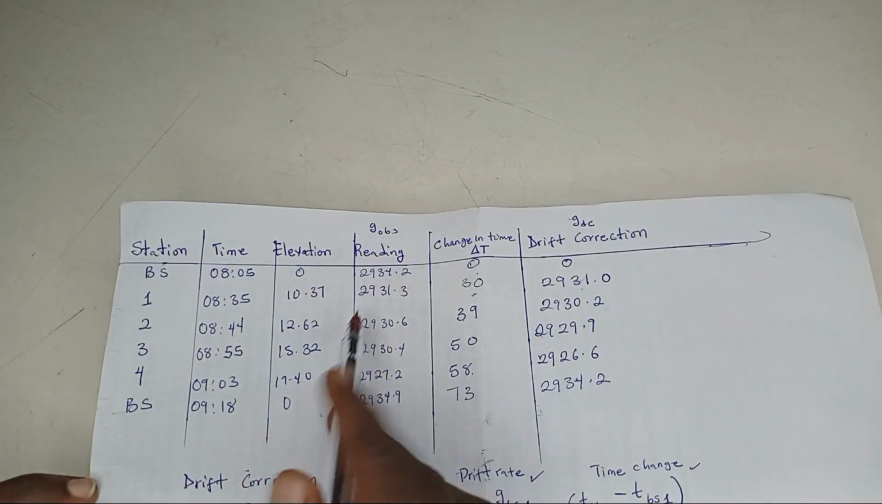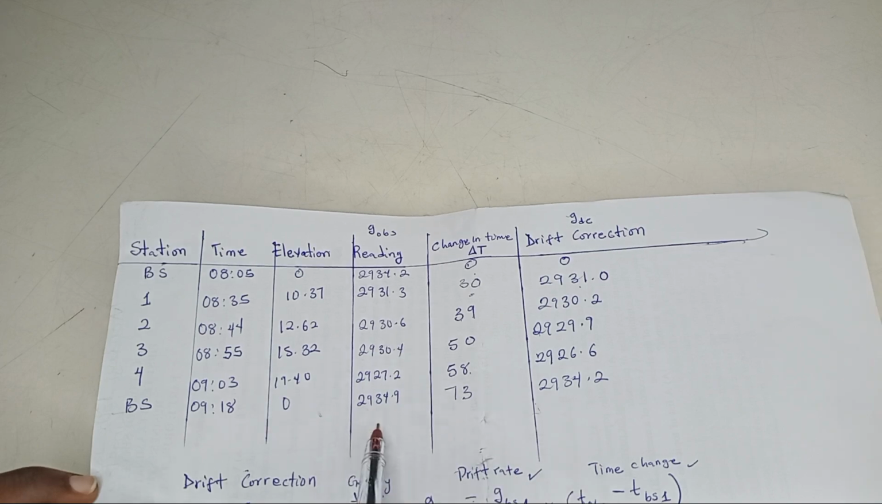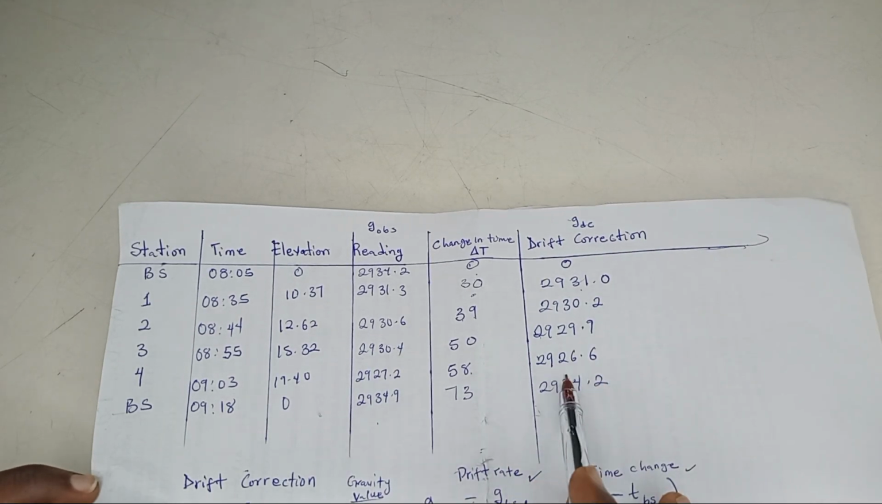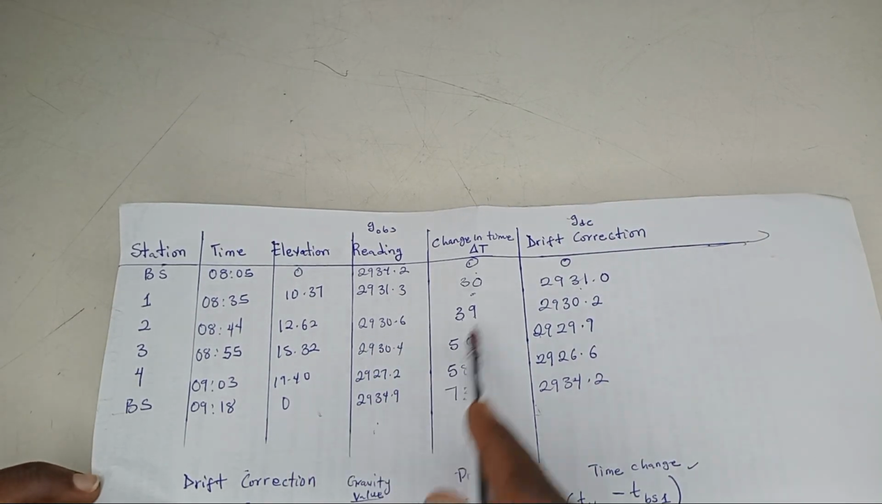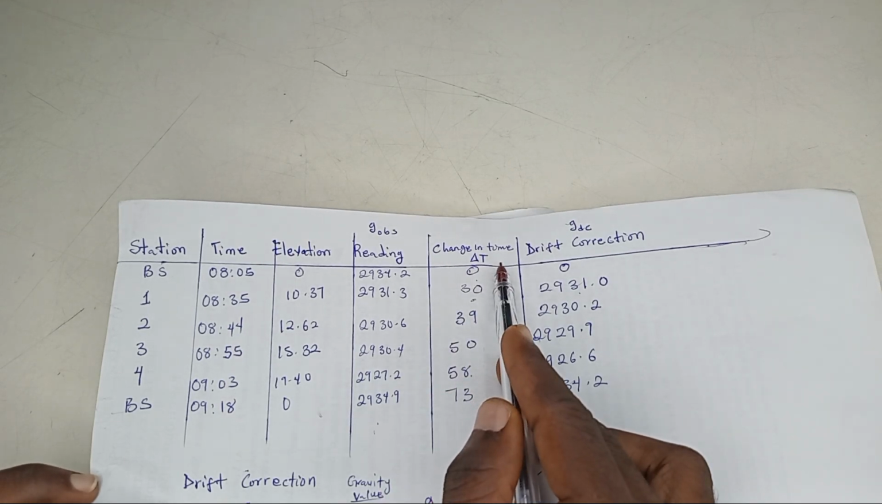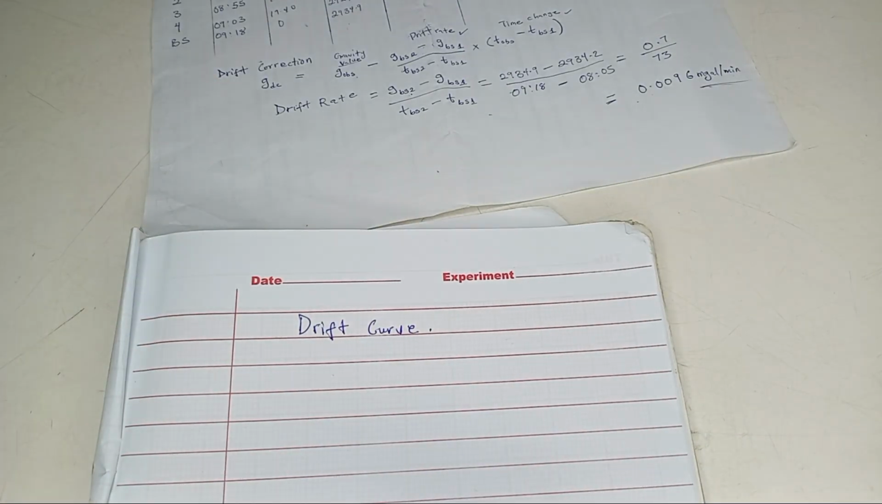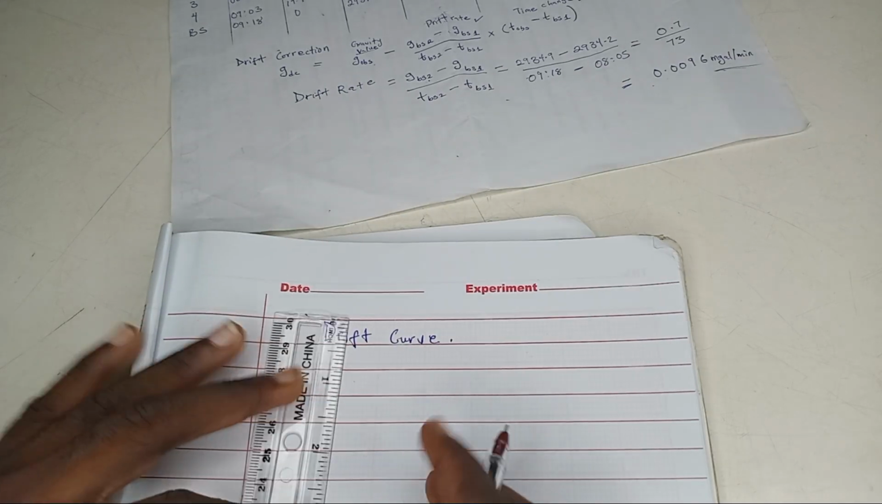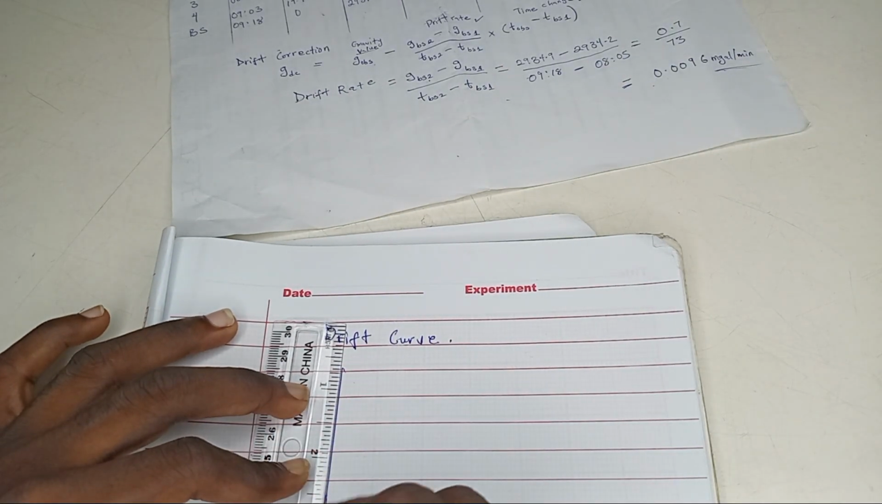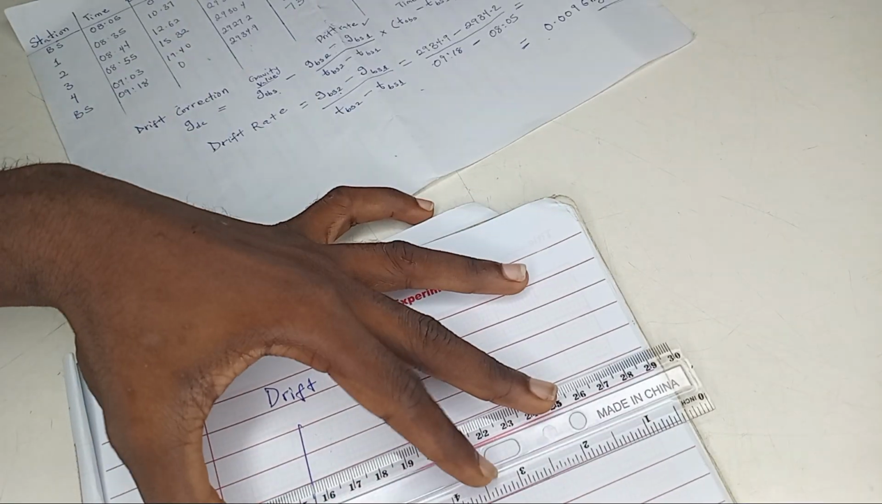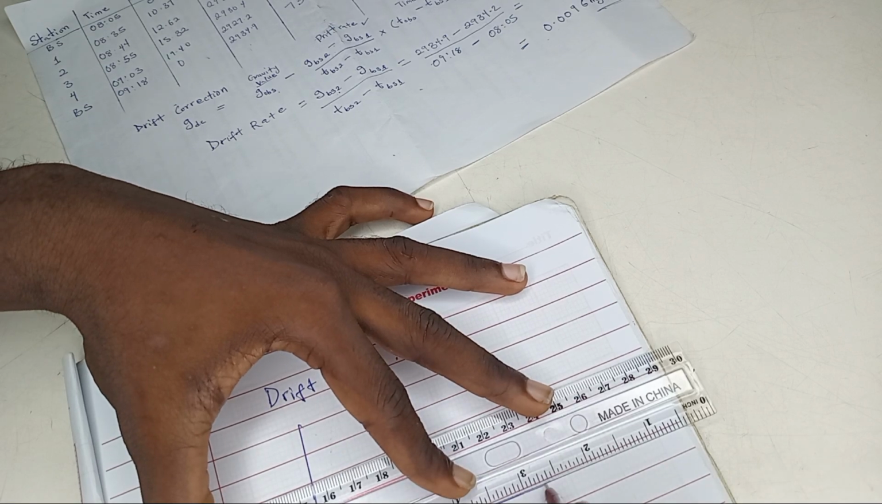Your gravity reading, the one you got from the field, not the corrected one. It's the one you got from the field, against what? Change in time. Change in time will be on the x-axis.